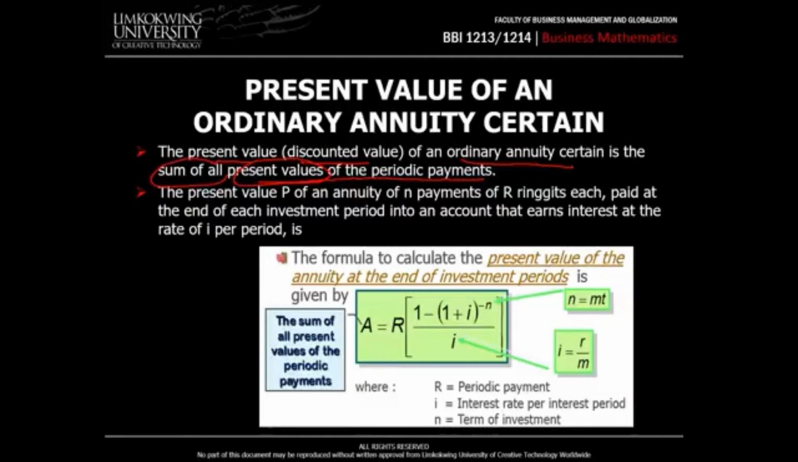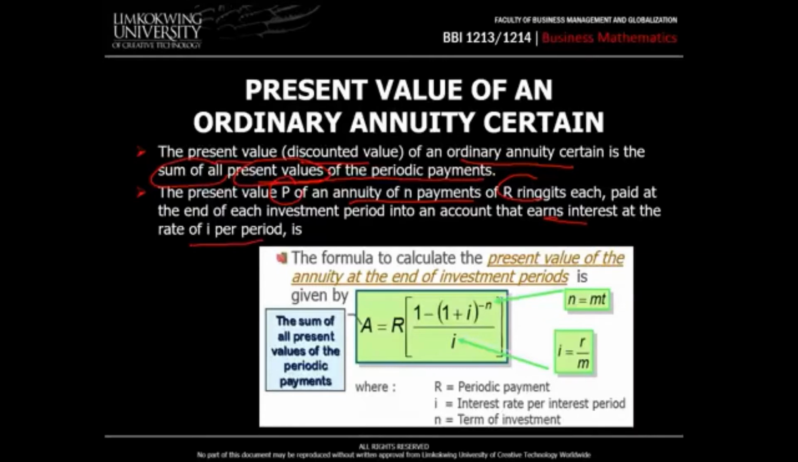So in this formula, the present value is actually the discounted value that sums up all the present values of the periodic payments. The present value P of an annuity of n payments of ringgits or dollars is paid at the end of each investment period into an account that earns interest at the rate of i per period. This is the formula.